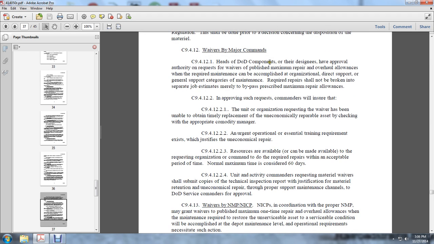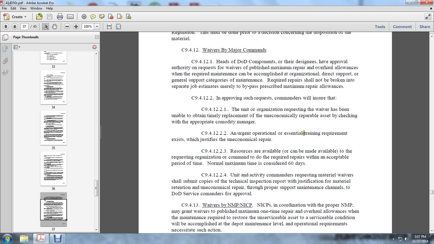The head of the DoD component or designee has the approval authority to request waivers and publish maximum repair overhaul allowances. Required maintenance can be accomplished at organizational, direct support and general support categories of maintenance. Required repair shall not be broken into separate job estimates merely to pass the prescribed maximum repair allowance. In approving such requests, commanders will assure the unit or organization requesting the waiver has been unable to obtain a replacement for the uneconomically repairable asset by checking with the appropriate commodity manager.